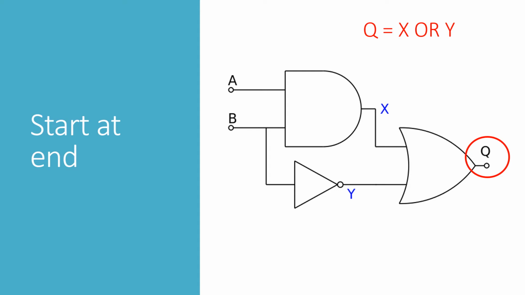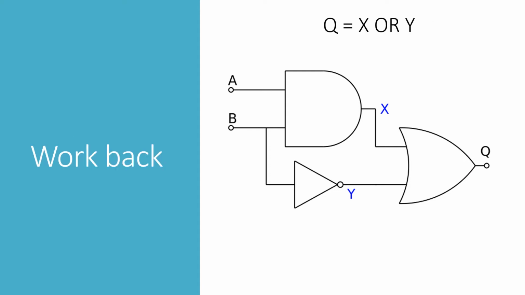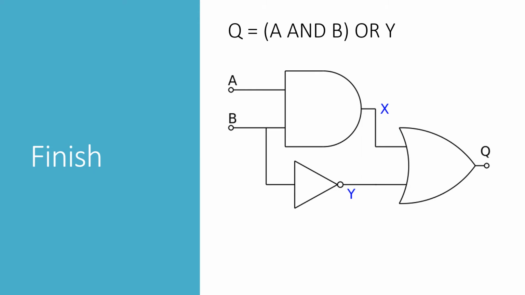Now we work backwards from there. So if Q is X or Y, what is X? X is the output of an AND gate, and the inputs to the AND gate are A and B. So we can replace X with A and B, and it still has the same truth value. So Q is A and B or Y. So I expect you can anticipate what I'm going to do next.